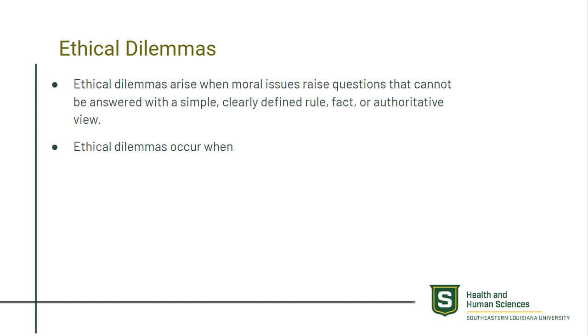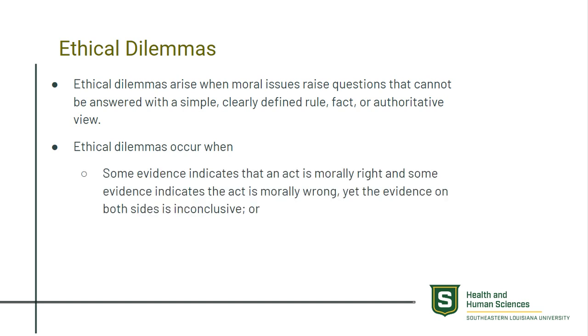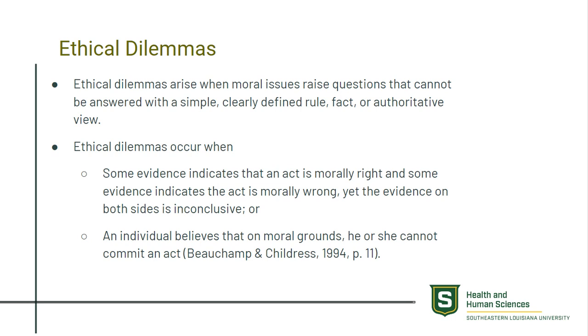So ethical dilemma occurs when some evidence indicates that an action is morally right, while there is also evidence that indicates that the action is morally wrong, or there may be a situation where the decision is not conclusive either way. It could also mean that the person believes, on their own moral grounds or their own personal beliefs, that they cannot commit an act, even if it is ethical or even if it is legal.